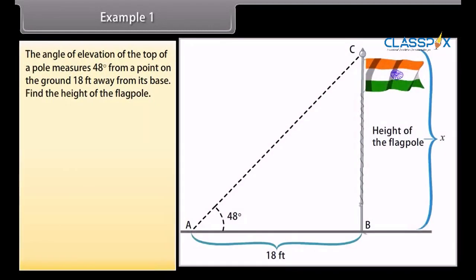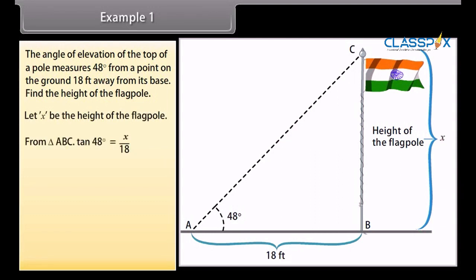Example 1. Let's solve some examples to understand better about angle of elevation and depression. The angle of elevation of the top of a pole measures 48 degrees from a point on the ground 18 feet away from its base. Find the height of the flagpole. Let's first visualize the situation. Let x be the height of the flagpole.